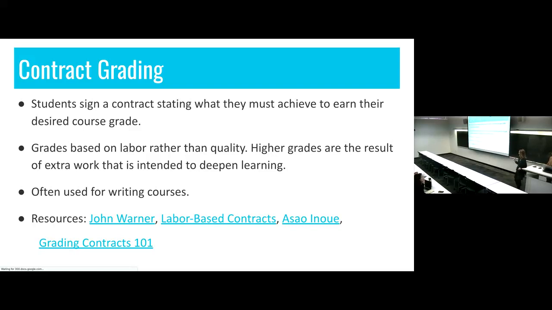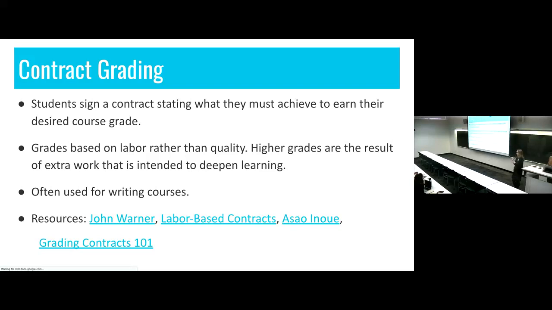Okay. The next kind that we'll be discussing is contract grading. In this type of ungrading, students will turn in a contract, generally at the beginning of the semester, which will state what they need to achieve in order to earn their desired course grade. So they'll generally have a target grade that they're shooting for and agree on the amount of work that will be necessary to reach that grade.